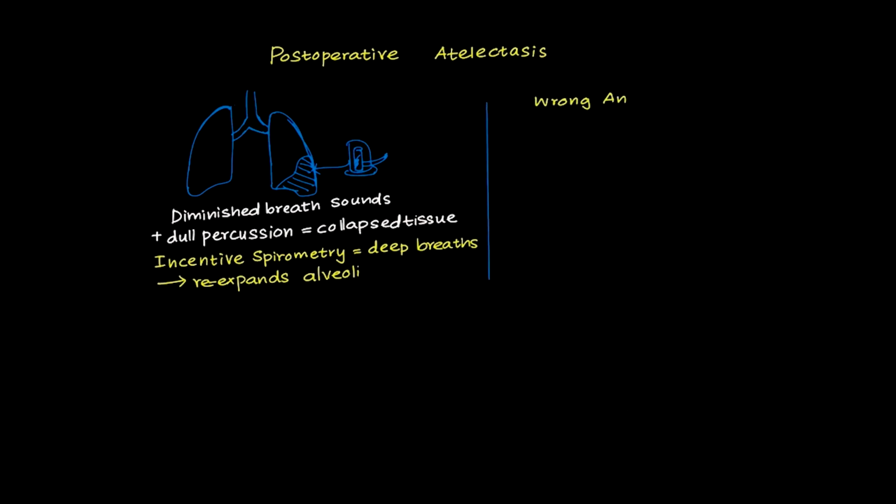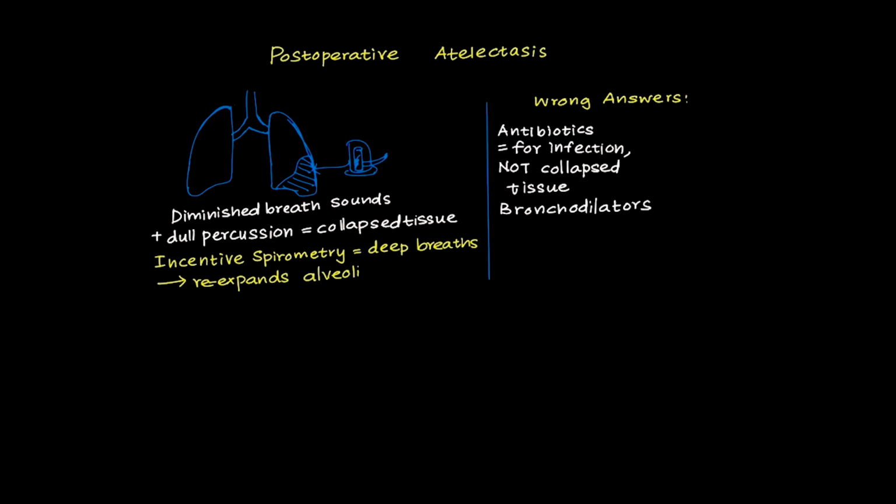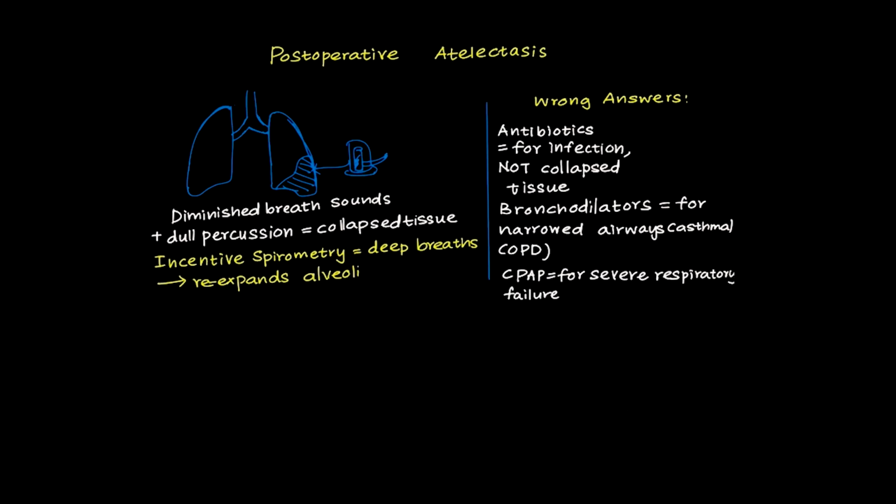Broad-spectrum antibiotics treat bacterial infections. Atelectasis isn't an infection, it's a mechanical problem. Collapsed tissue, not infected tissue. Nebulized bronchodilators dilate narrowed airways for conditions like asthma or COPD. Atelectasis is about collapsed alveoli, not constricted bronchi. CPAP, continuous positive airway pressure, is reserved for more severe respiratory failure or sleep apnea. For routine post-operative atelectasis, incentive spirometry is the first move.